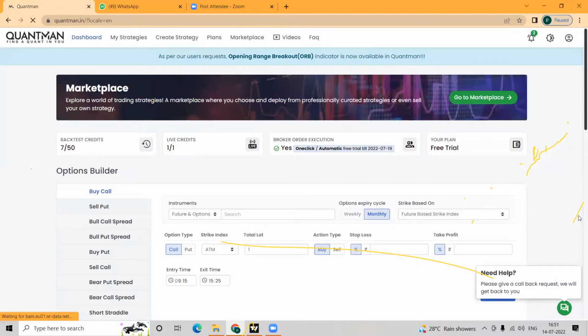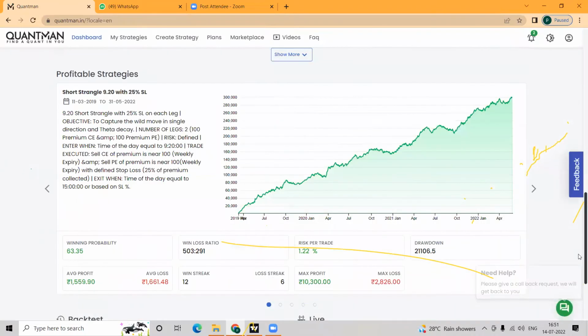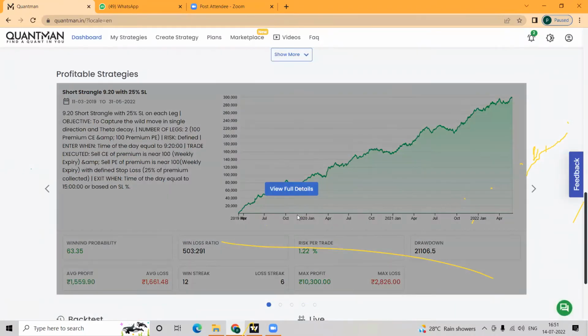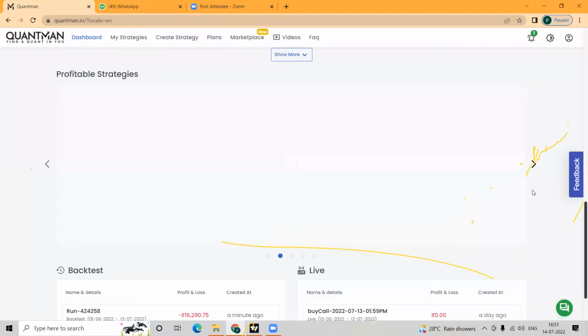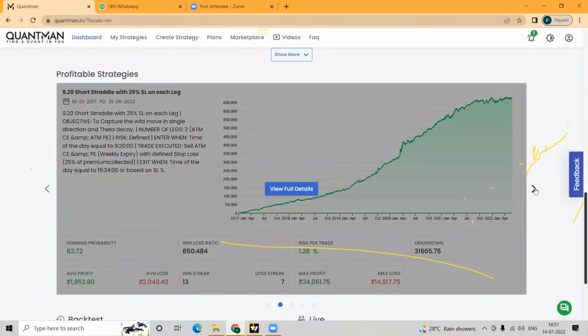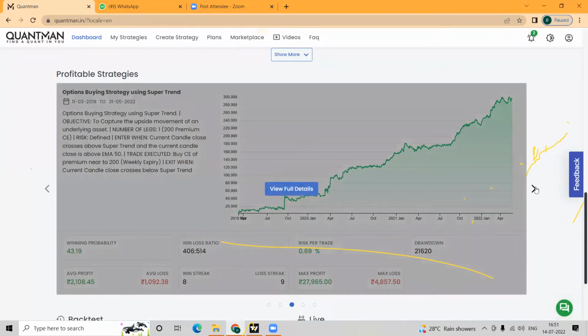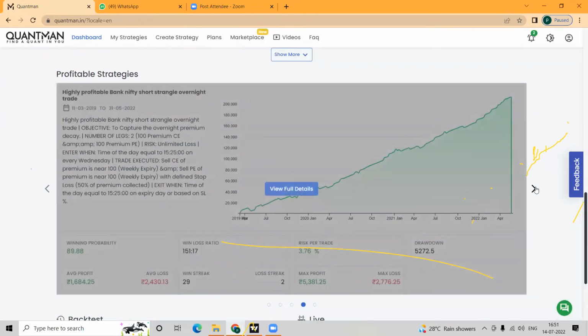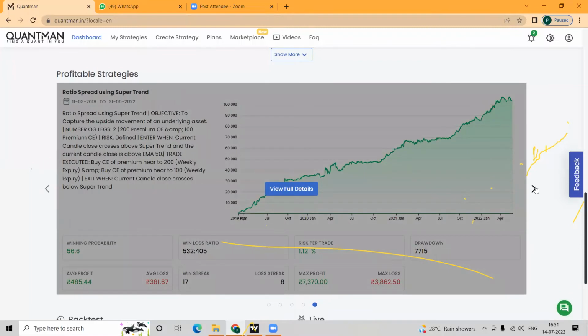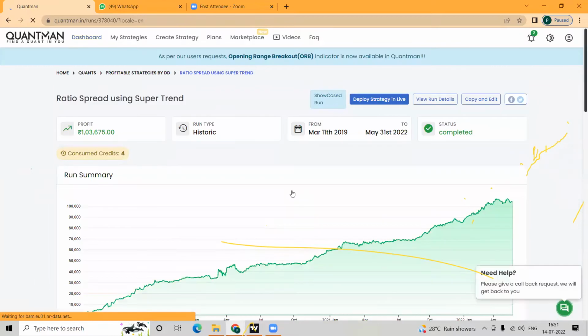So go to the dashboard. If you go to the dashboard and scroll down, we are giving a lot of profitable strategies for free. This is strategy number 1, strategy number 2, strategy number 3. Actually, we are giving 7 different kinds of profitable strategies. So, if I just want to deploy the profitable strategies, there is a view full details button. Just click on the button.